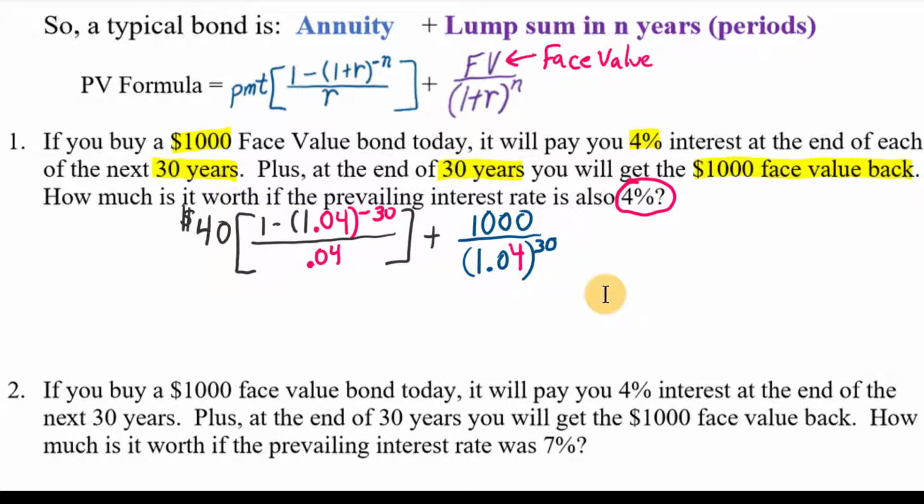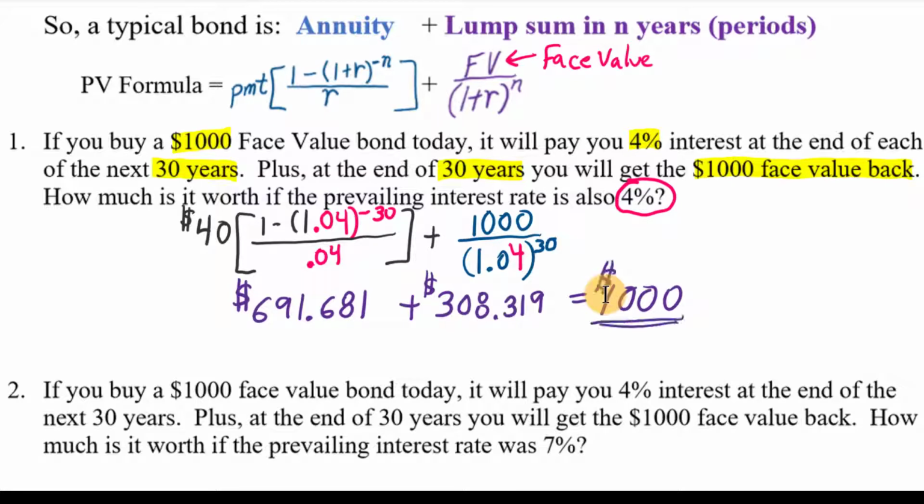The annuity part, just the present value of the stream of $40, is going to be $691 and about 68 cents, but we'll use some more decimal places there. And then the present value of $1,000 30 years from now, about $308.31, but let's bring in an extra decimal place here. Now, what do we get when we add those two numbers up? $1,000 precisely.